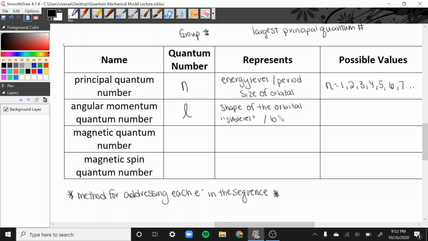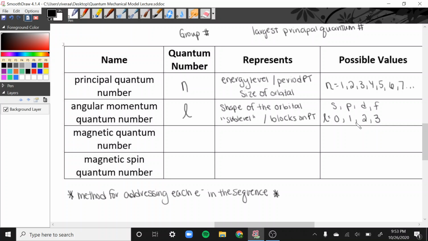And it corresponds to the blocks on the periodic table, as opposed to the periods on the periodic table. So I was talking about S, P, D, and F blocks. Your possible values for L, well, let's start with the shapes. The shapes are S, P, D, and F. But we call these quantum numbers, so we just give a number code for L. S's are 0, P's are 1, D's are 2, and F's have an L of 3.